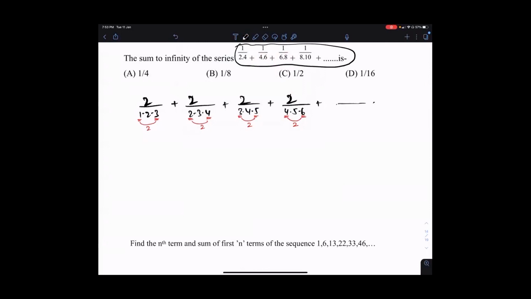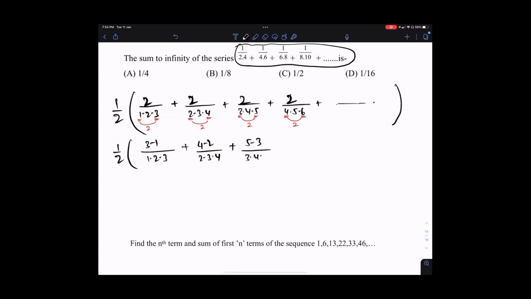But you may say, sir, if you're replacing 1 with 2, we'll get a different answer. Yes, so I will write 1 by 2 outside, because whatever answer we get will be double. So if I multiply with 1 by 2, then it's okay. Now this 2, you write down as 3 minus 1 in the first one. In the second term, 2 can be written as 4 minus 2. The third one, 5 minus 3. And here 6 minus 4.